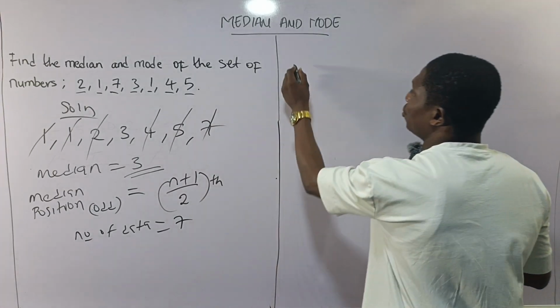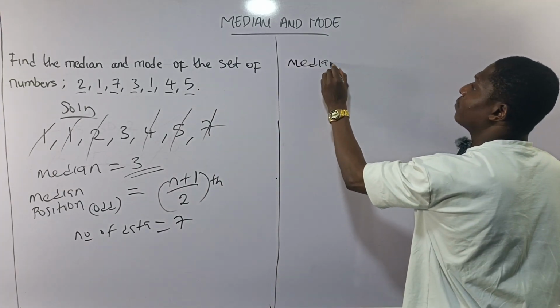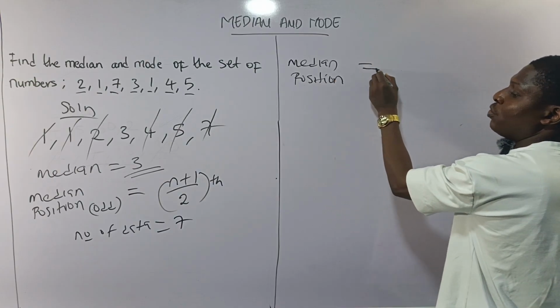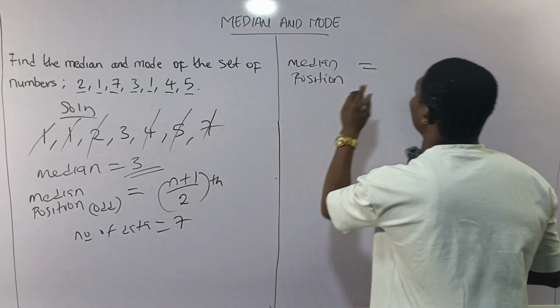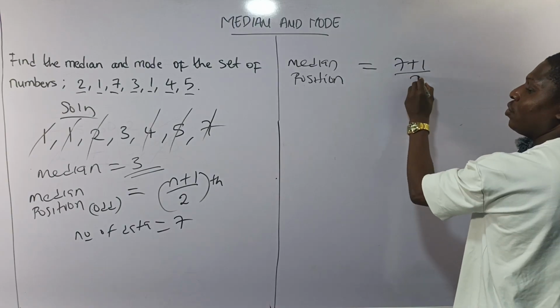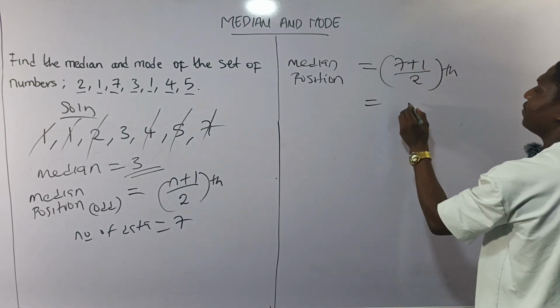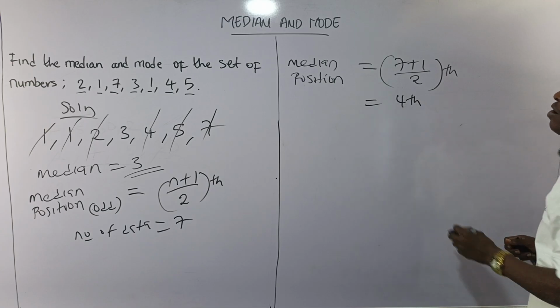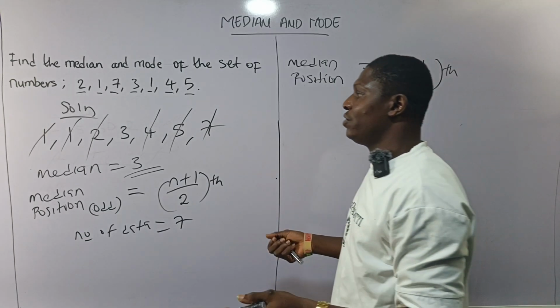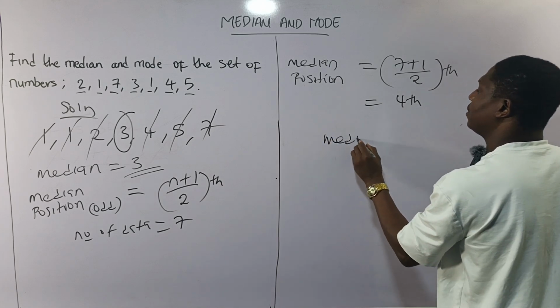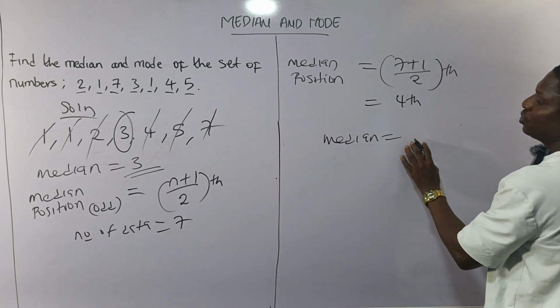Now our median position will be equal to, my N is 7. So I have 7 plus 1 all over 2 in bracket th. 7 plus 1 is 8, and 8 divided by 2 is 4. So our median should be our fourth term. And you can see our fourth term here is 3. So median again is equal to 3.